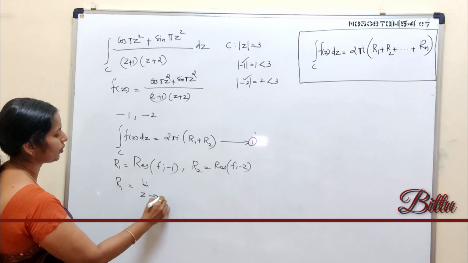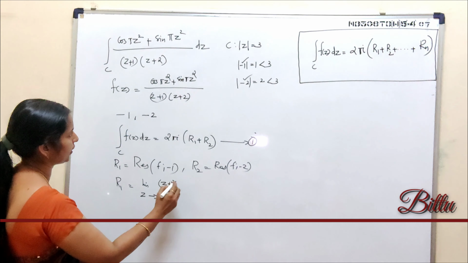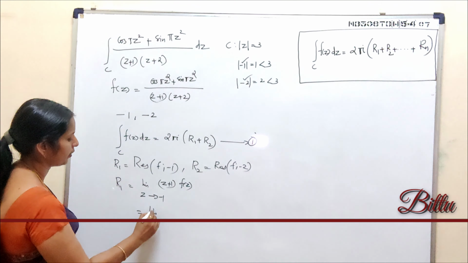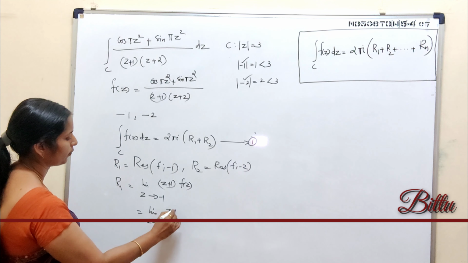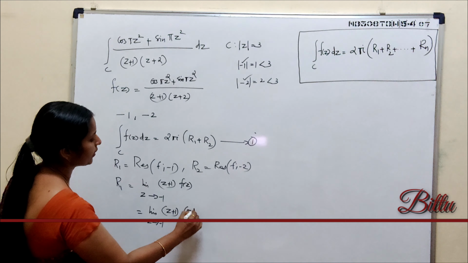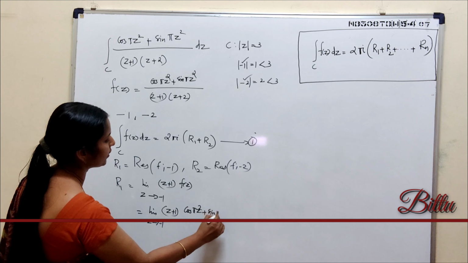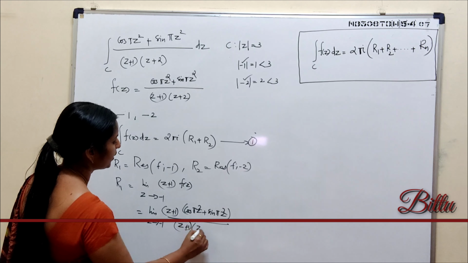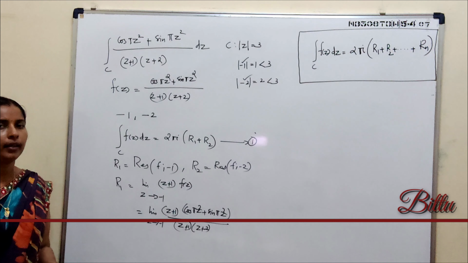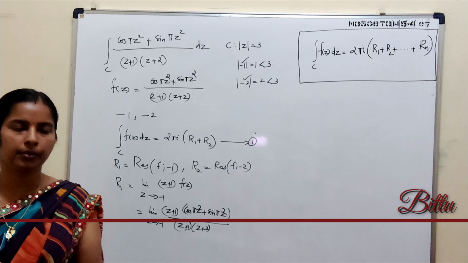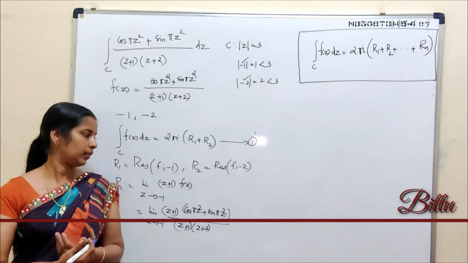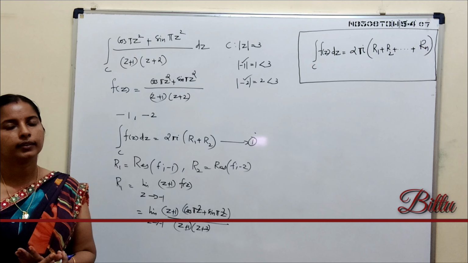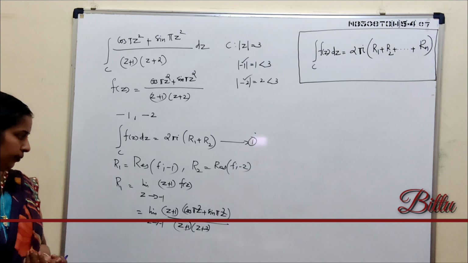Then R1 is, see, both are simple poles. So, limit z tends to minus 1, (z plus 1) into f(z). f(z) is (cos pi z square plus sin pi z square) by (z plus 1) into (z plus 2). If you have any doubt for the evaluation of residues, you can watch my 2 previous videos, residues at simple poles and double poles.